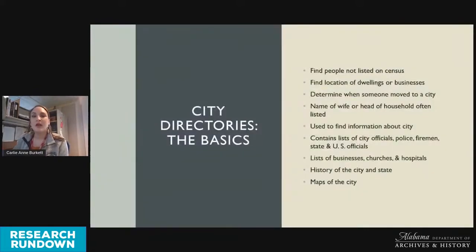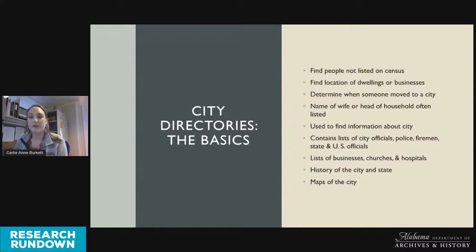Next, let's talk about some of the basics. City directories have a broad spectrum for how they can be useful. They are great to use with other resources because you can help fill in some of the gaps. So, if you can't find someone on a census, you may be able to find them on a city directory.